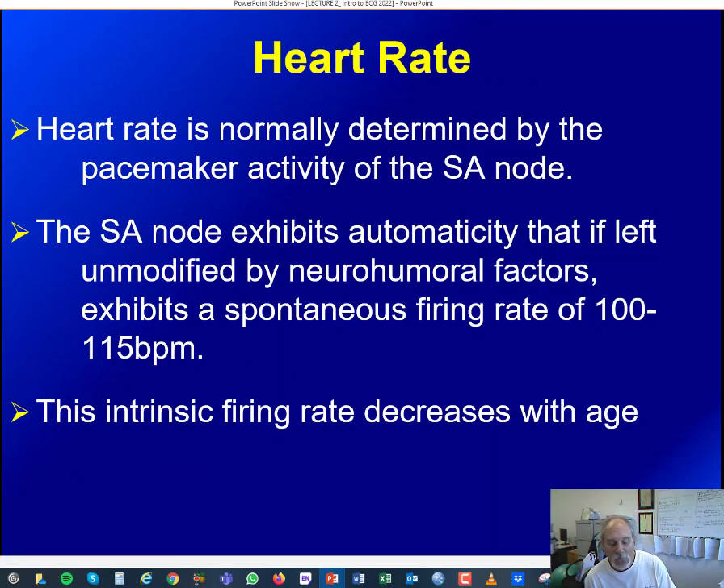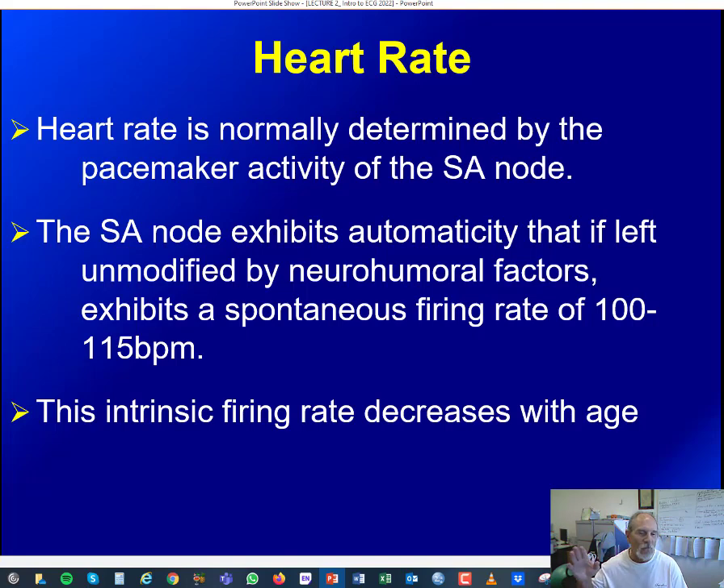So just as a review, when we look at what's called normal sinus rhythm, the pacemaker of the heart in normal sinus rhythm is the SA node, and it's located in the wall of the right atrium. So it has what's called automaticity, and if there's no other neurohumoral factors affecting it, you know, coffee, stress, smoking, it usually fires at a rate of about 100 to 115 beats per minute.